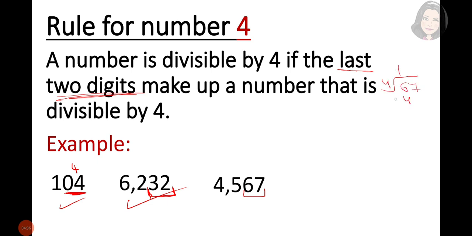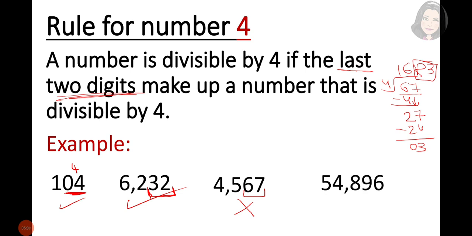6 divided by 4 is a 1. 1 times 4 is a 4. Subtract, 2. Drop down the 7. 27 divided by 4 is a 6. 6 times 4 is a 24. And you subtract. That's a 0 and that's a 3. So over here I have a remainder 3. Then this number 67 cannot be divisible by 4, so the whole number 4,567 is not divisible by 4.